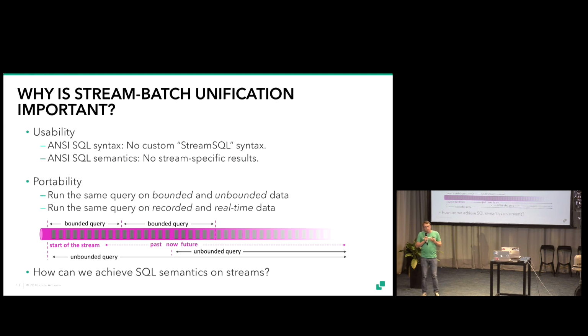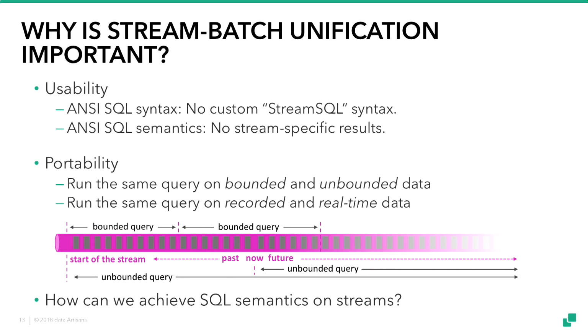So why is this batch processing, stream processing unification so important? First of all, it makes the API very easy to use because it's the same SQL that you know from your database. So there is no custom stream SQL syntax here. There's also no custom stream SQL semantics here, which can be fairly hard to detect. It also makes the queries very, very portable, so you can run them on your historic batch data and later deploy them on your production live data.